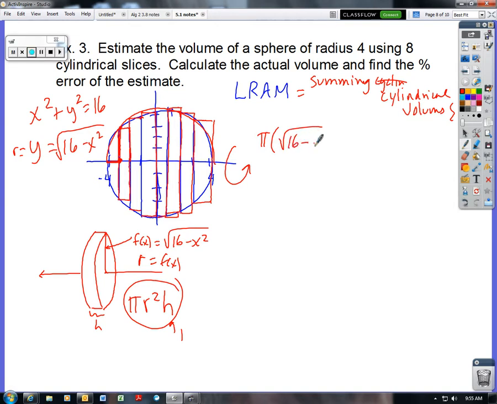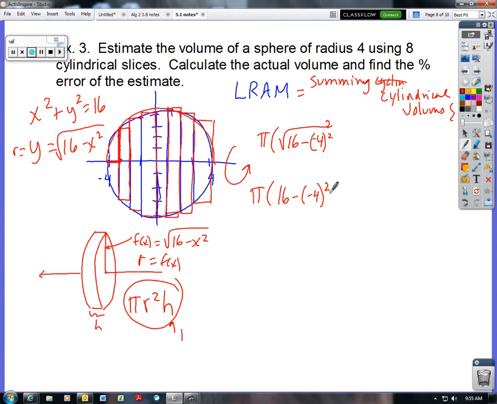Now my first x is negative 4, because I'm doing LRAM. So I've got 16 minus x squared, but I'm summing r squared, so this is actually all squared as well. And that's really nice because the square undoes the square root. So really all I have is 16 minus negative 4 squared.